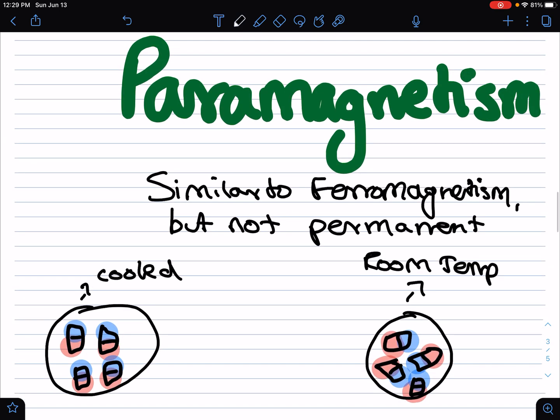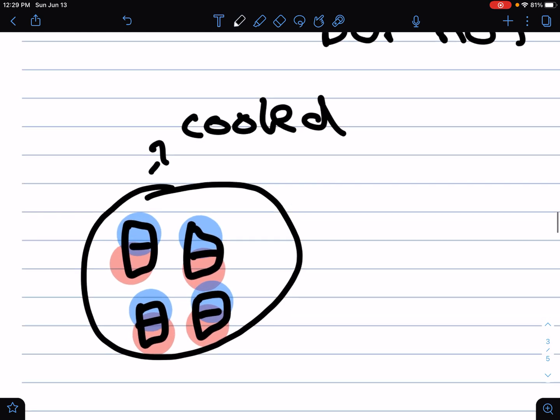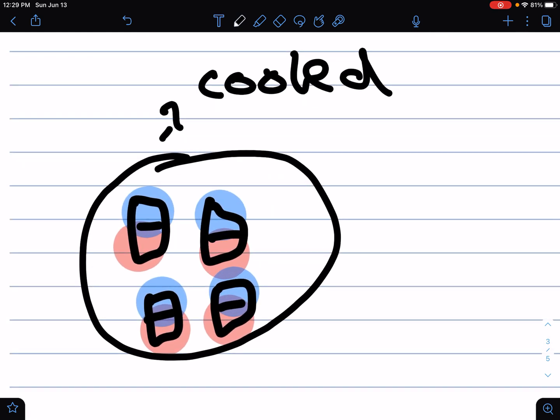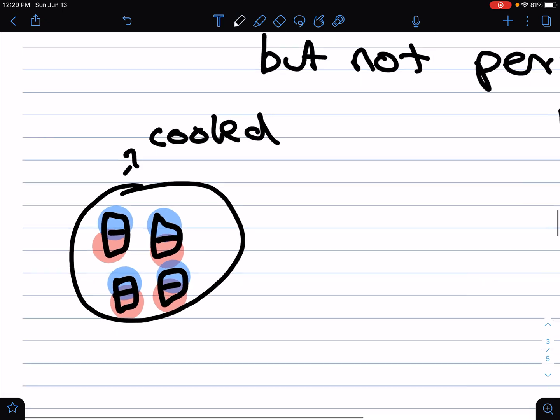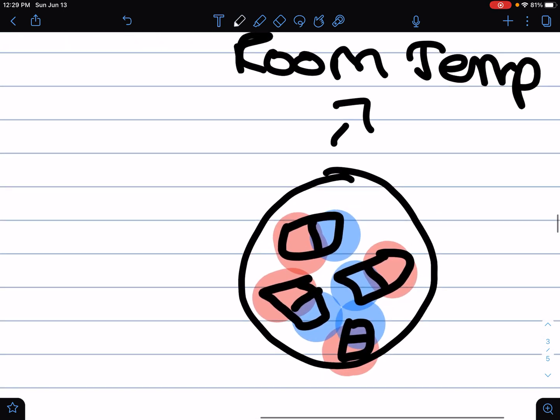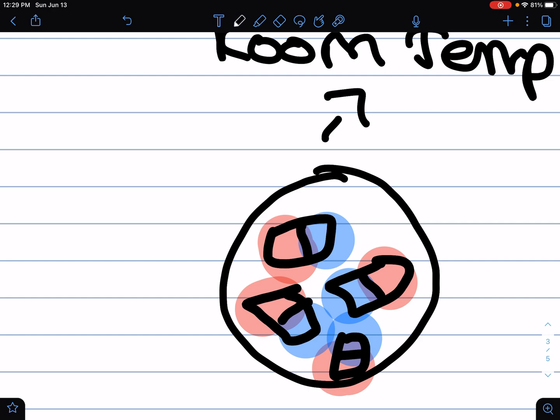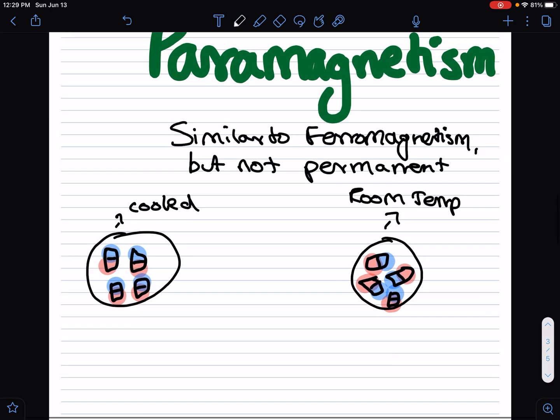So the second type of magnetism is paramagnetism. This is similar to ferromagnetism, but it's not permanent. What has to happen is usually these materials have to be cooled down to a very low temperature using something like liquid oxygen or liquid nitrogen. When they are cooled, they look very similar to a ferromagnet where the domains are lined up. But when they're brought back up to, say, room temp, the domains unline up and the material is not magnetic anymore.